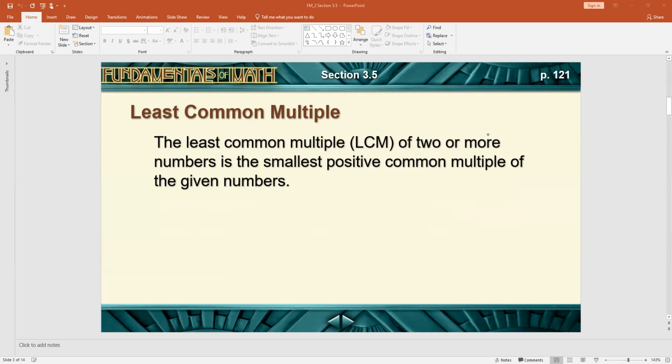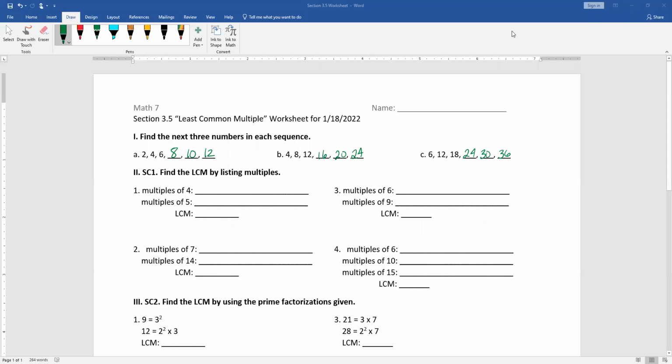So let's go ahead and do skill check 1. Okay, so numbers 1 through 4, find the least common multiples by listing multiples. I would like for you to pause the video and do it yourself. Give it a try and see how you do, and then check your answers here.